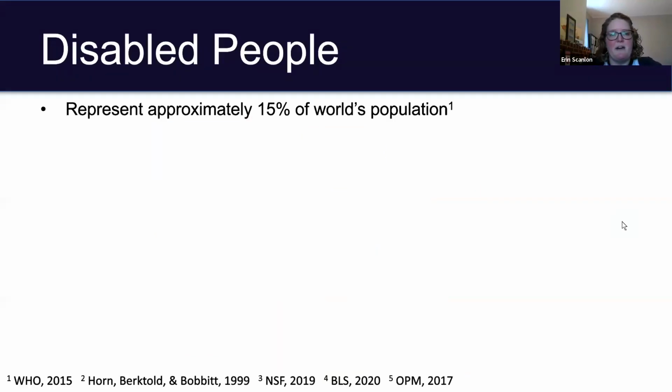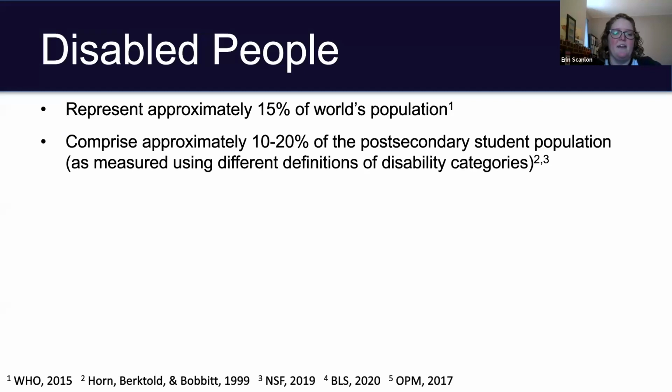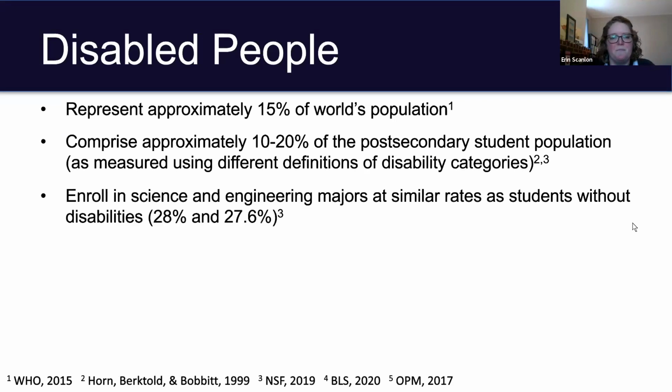So let's look a little bit at the representation of disabled people within higher education. If we start with the World Health Organization, it says that 15% of the world's population has a disability. In the higher education environment, disabled people comprise approximately 10 to 20% of the student population. That range of values comes from the fact that they had different definitions of disability categories from year to year. The more recent data is leaning more towards that 20% range within higher education.